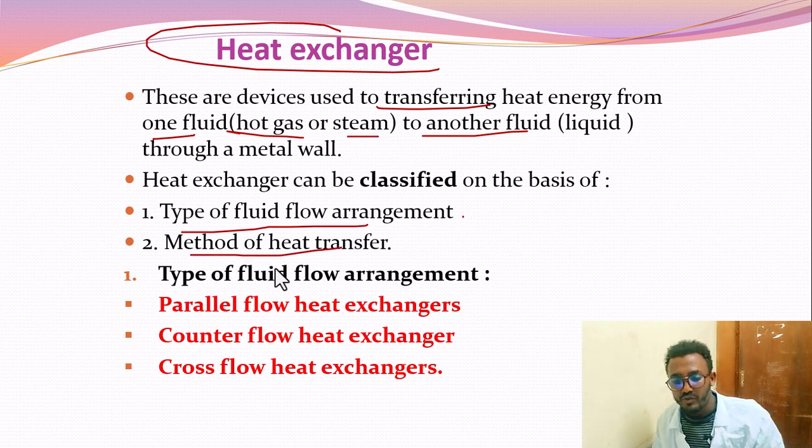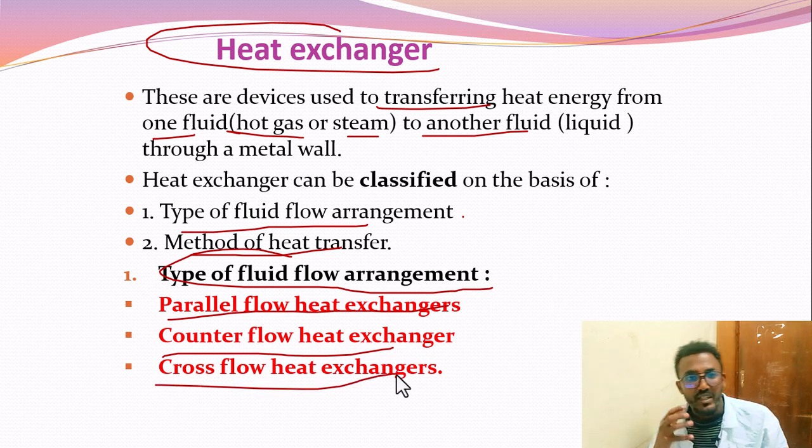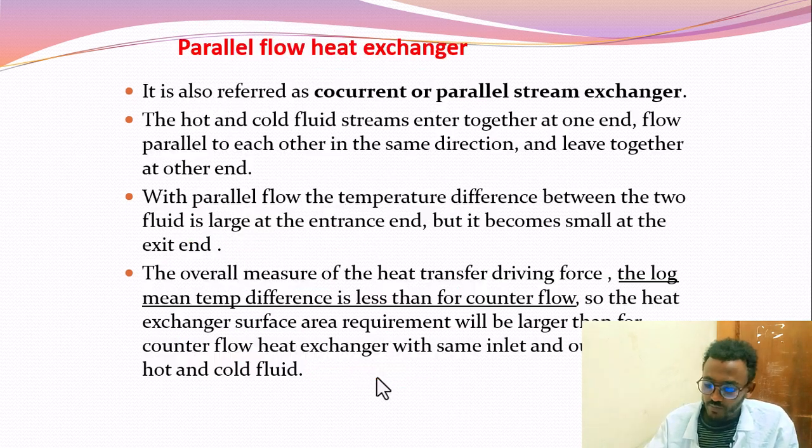So let's start from the type of fluid flow arrangement. The first one is the parallel flow heat exchanger. We'll have the counter flow heat exchanger, and we'll see the cross flow heat exchanger. These are based on their flow arrangement. We said that we can classify them based on two categories. The first one is based on type of fluid flow arrangement, and the second one is the method of heat transfer. So let's start from the flow arrangement, which is parallel, counter, and cross flow.